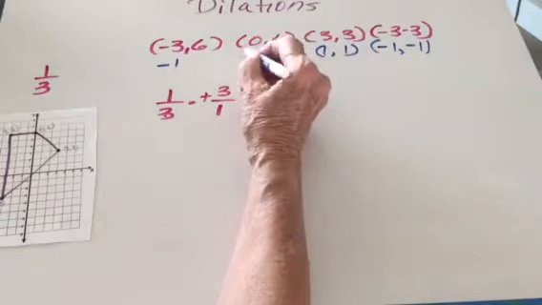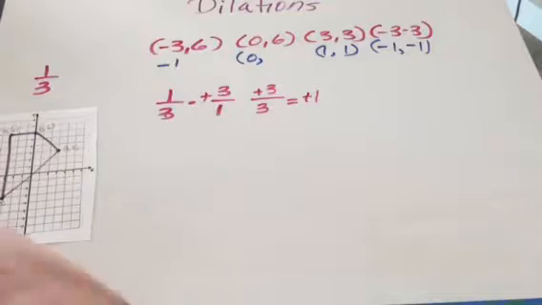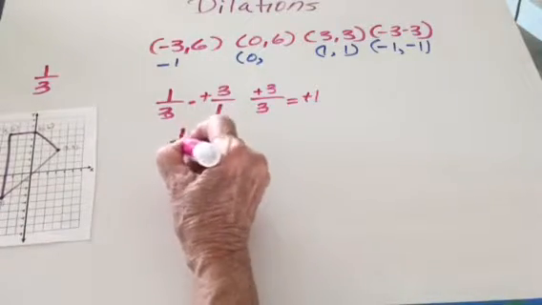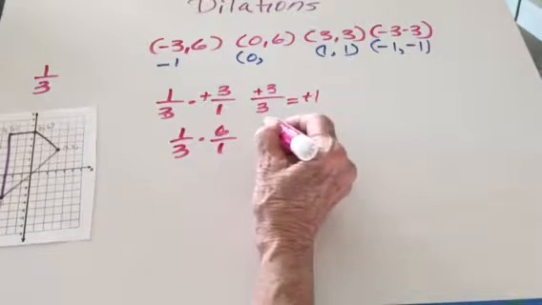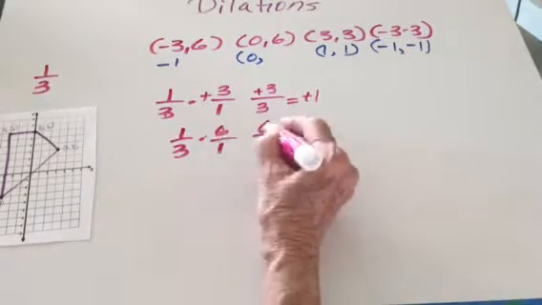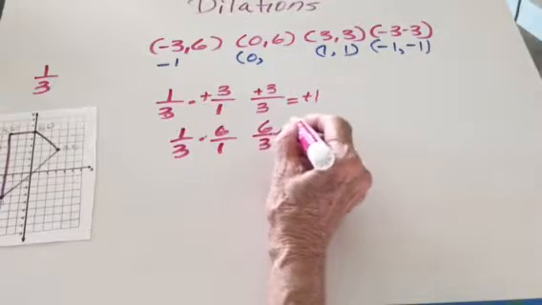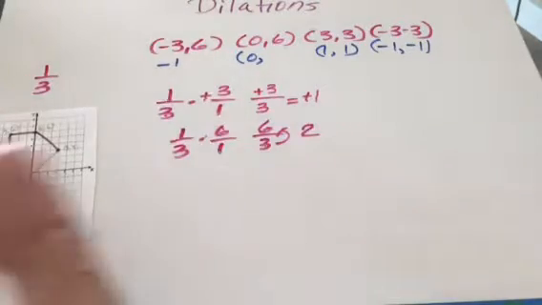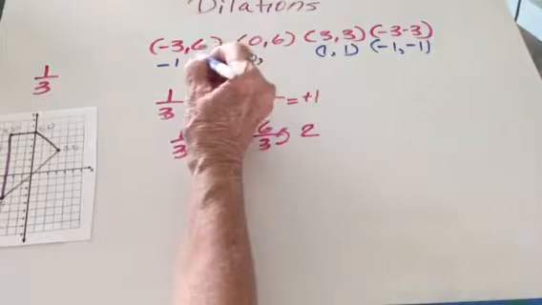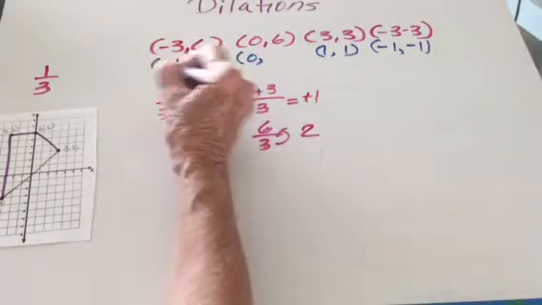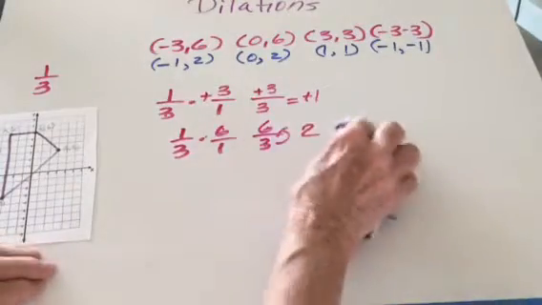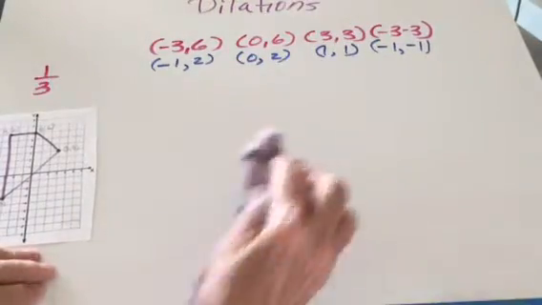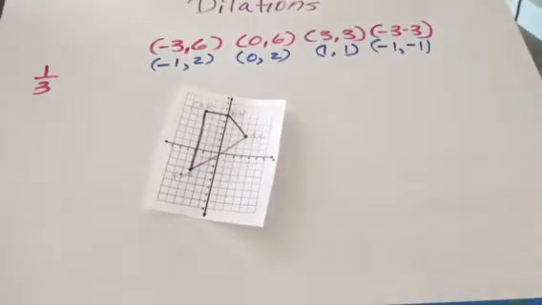All right. What's 1/3 of 0? Well, it's 0. What is 1/3 times 6 over 1? Well, 1 times 6 is 6. 3 times 1 is 3. Divide up. 3 goes into 6 2 times. So every time I see a 6, I'm going to put a 2. Okay. There's our new points. All right, let's plot it and see what happens.